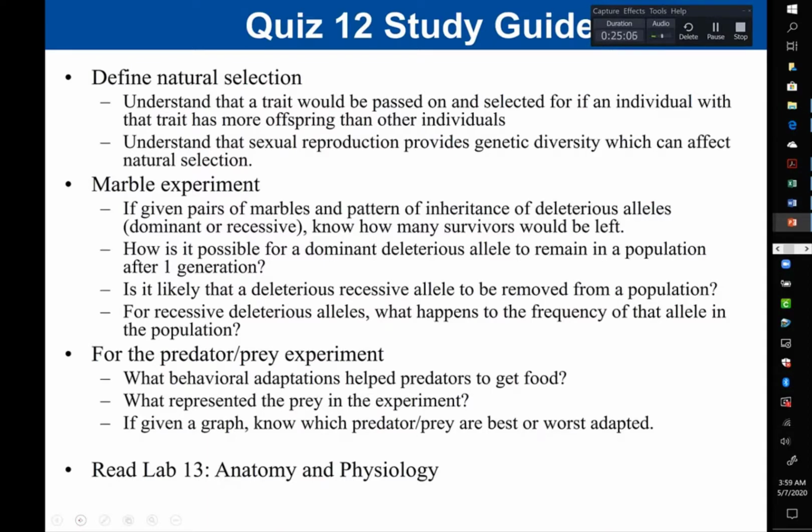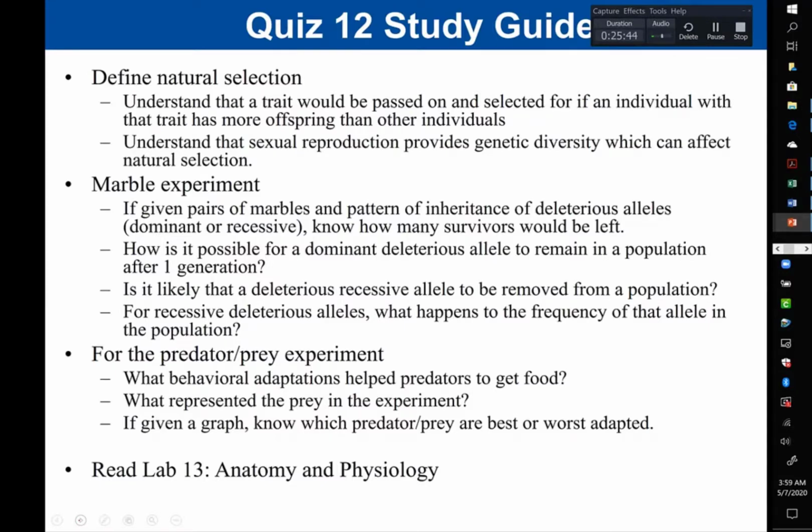And it has to be a trait that is heritable, because if that trait can't be passed on, but it gave somebody an advantage, you're not going to see that trait more likely in future generations because it's not heritable. Understand that sexual reproduction provides genetic diversity, which can affect natural selection, right? Because when you have natural selection, you get unique combinations of genetic possibilities. And when you have genetic diversity, that can affect natural selection.